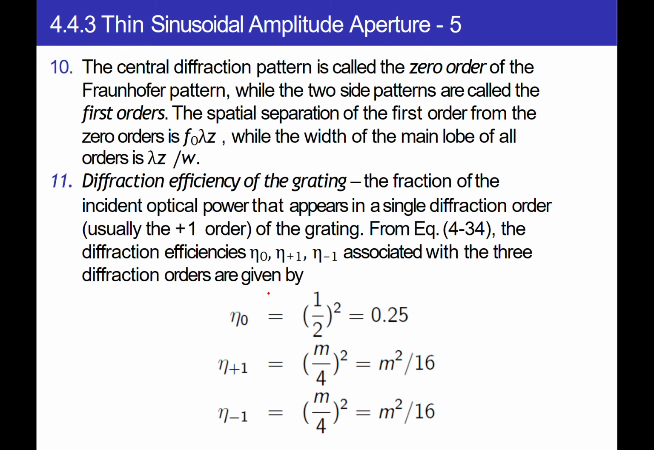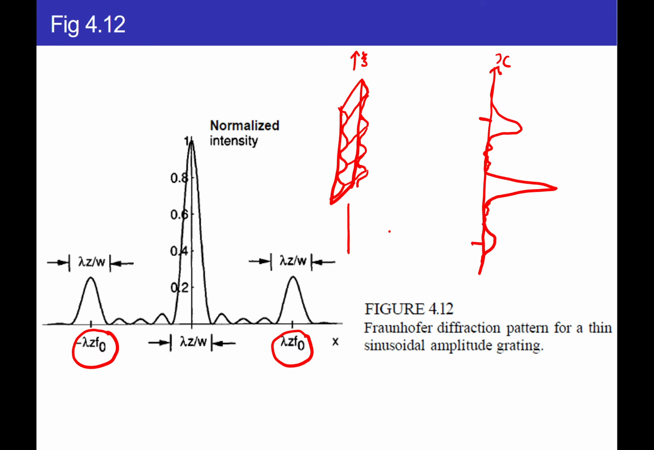And now we are going to think about some cases. What we are trying to say is that the diffraction efficiency of a grating is given by the fraction of the incident optical power that appears in a single diffraction order. So usually you say eta 0, eta plus 1, eta minus 1. Okay, this is the 0th order, plus 1 order, minus 1 order.